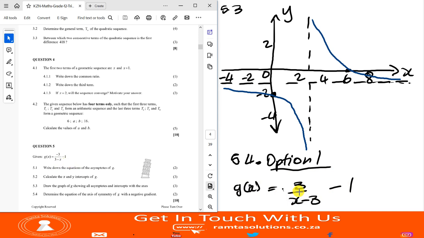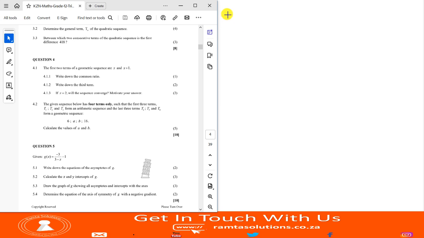Okay? So your x should always be positive. Its coefficient should be positive, so to say. The coefficient of x should always be positive. All right? So now we will say this is option 1. This is y equals negative x minus 3, okay? And minus 1.